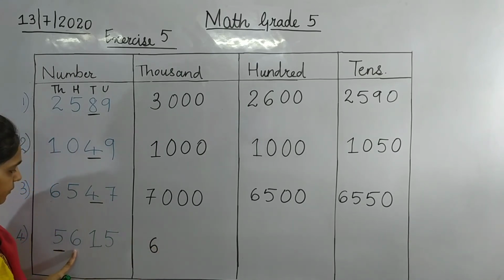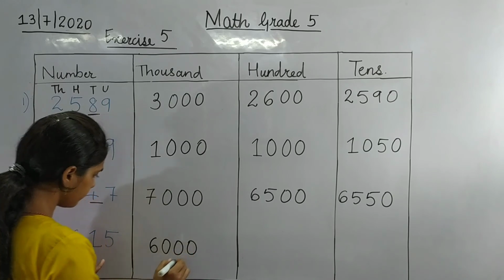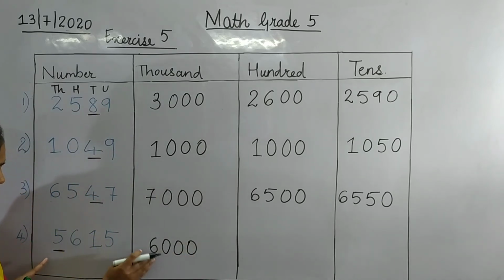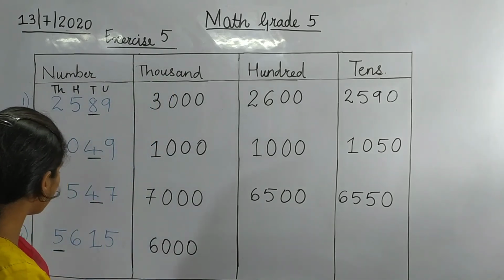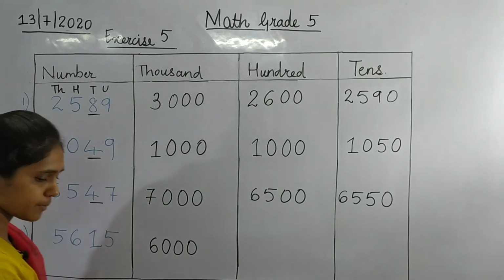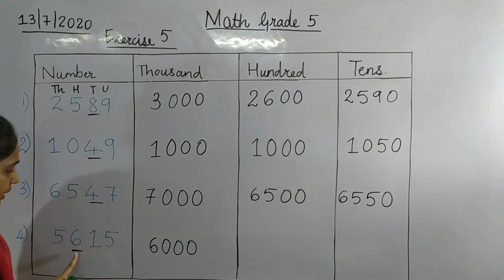And after 5, how many digits are there? 1, 2, 3. So we put 3 zeros. So this is the number after rounding off this number to its thousands place. Now we have to round it off to its hundreds place. So the hundreds place number is 6. The number after 6 is 1, and 1 is lesser than 5.